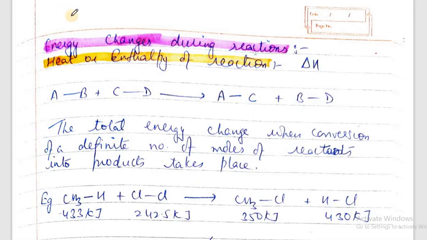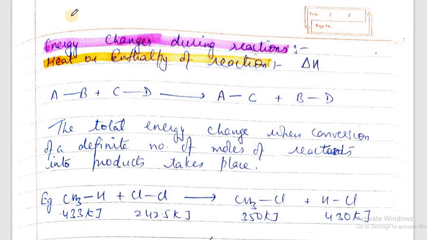Today we will start with energy changes during reactions. We have already done in this chapter, that is mechanism of organic reactions, the reaction intermediates, and now the energy changes during the reactions. First in this we will start with heat or enthalpy of reaction.